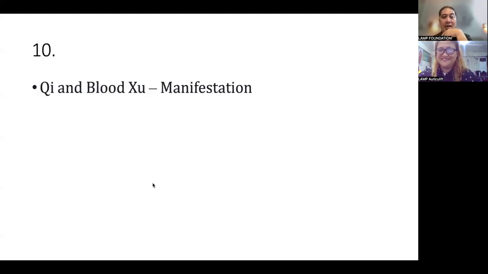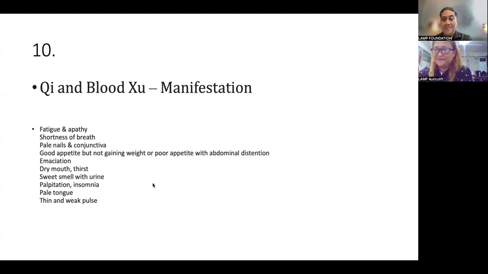Okay. Now let's go to chi and blood deficiency. Binanggit mo ito kanina. What are the manifestations? Chi and blood manifestation of the deficiency. Napakadali niyan. It's general fatigue and weakness po, Doc.